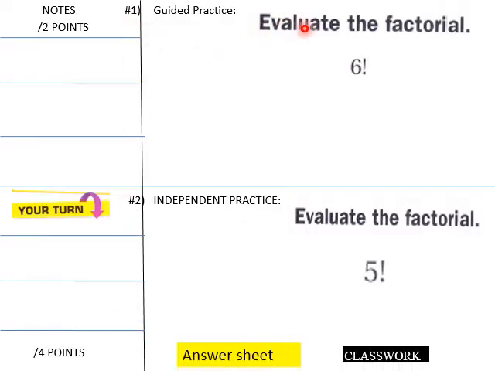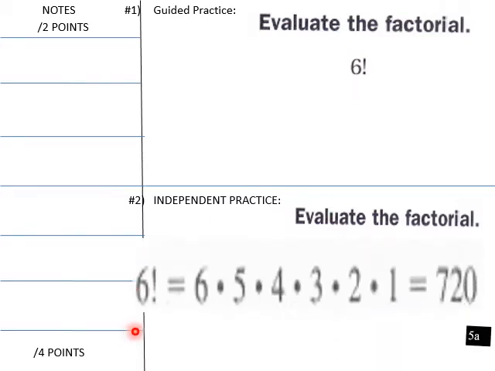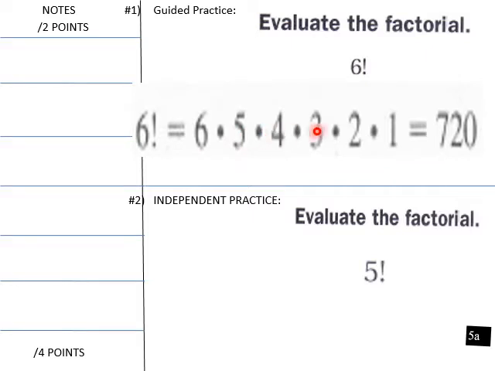Into our first guided practice, evaluate this factorial. Students, this is yours here. Pay attention so you can do your independent practice. 6 factorial will be 720. So that's 6 times 5 times 4 times 3 times 2 times 1.